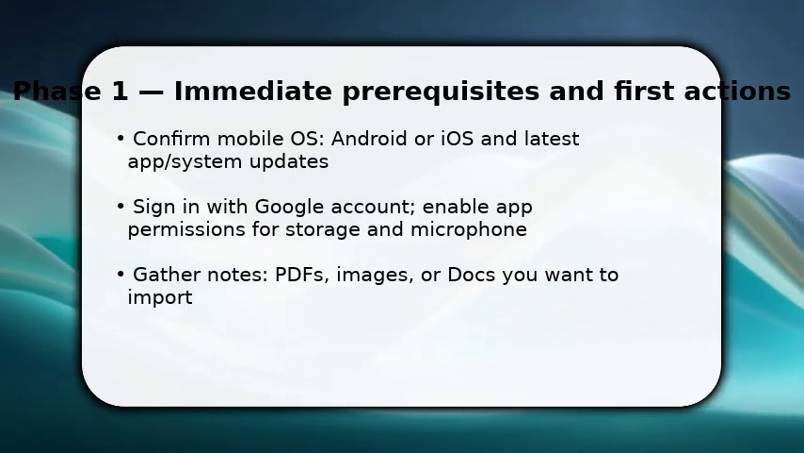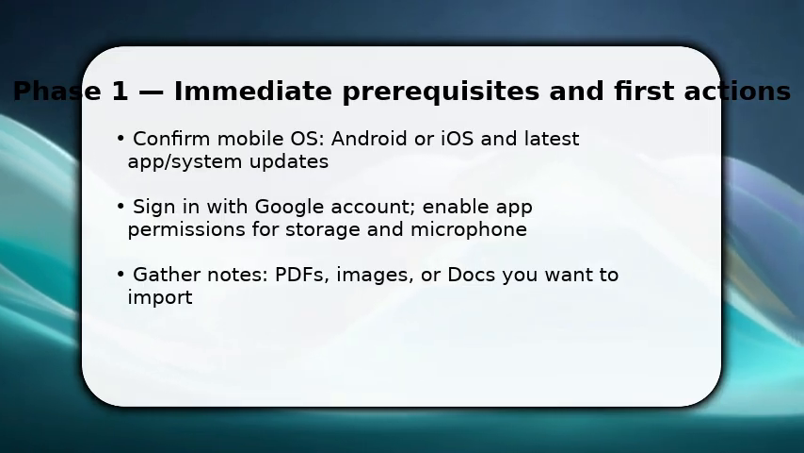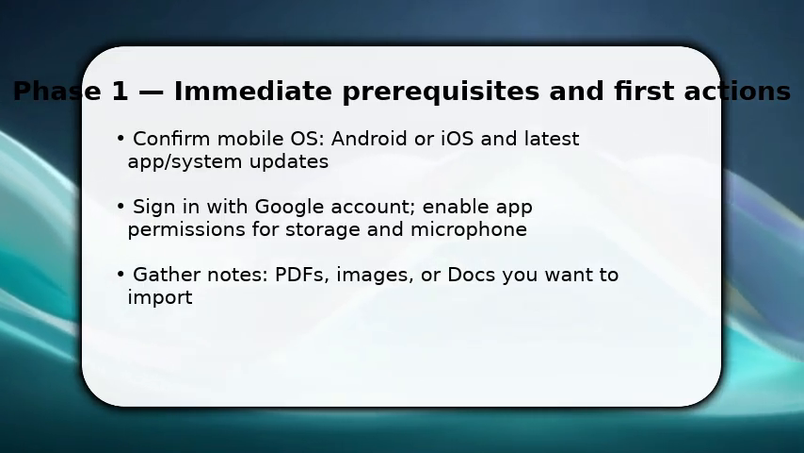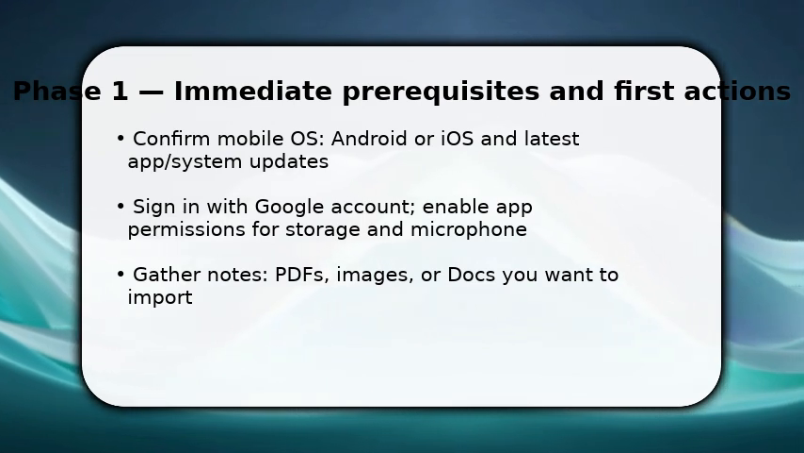Import the first file, tap the plus button, choose PDF, image, or Google Doc, and watch the quick preview. This gets your workspace ready. Make sure files are named clearly, so the model finds context immediately.